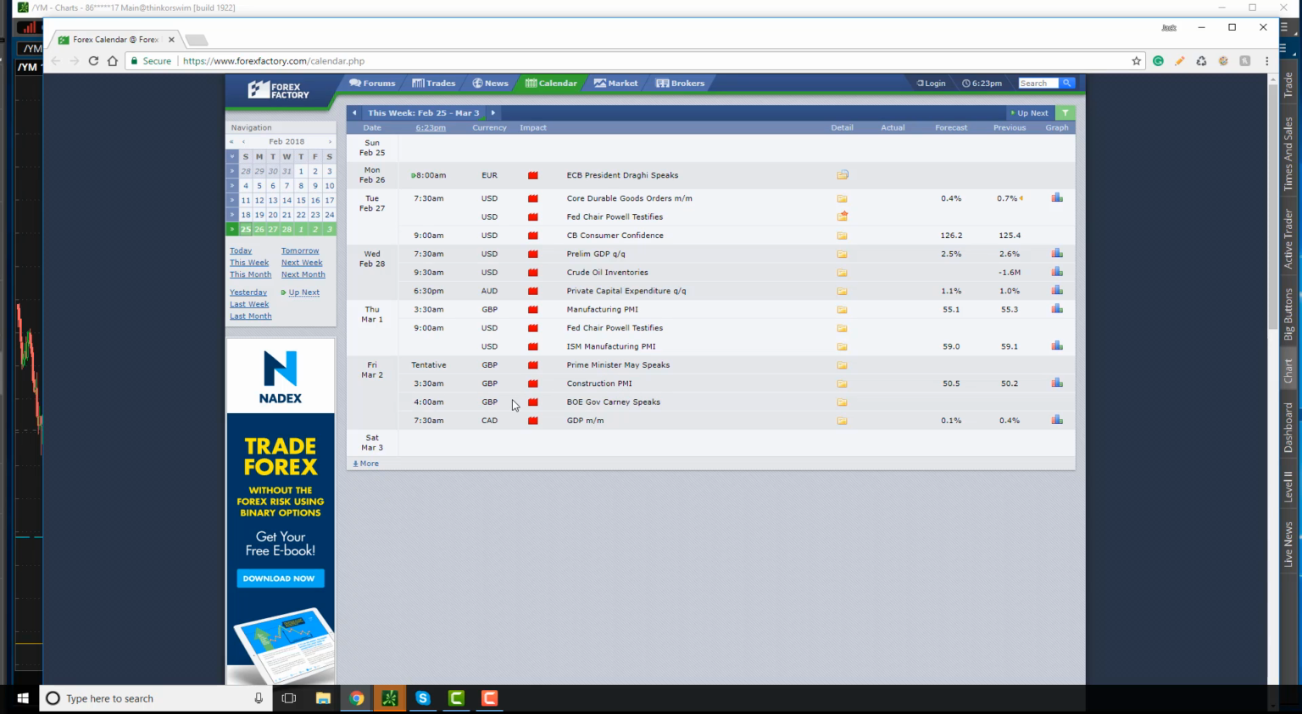Construction PMI, and then at 4 a.m. Bank of England Governor Carney will be speaking. At 7:30 a.m. we have Canadian dollar GDP. So Great Britain pound, potential big moving news on Friday with Bank of England speaking, construction PMI, and the Prime Minister of the United Kingdom will be speaking as well, but we do not know that time. So look for that on Friday.